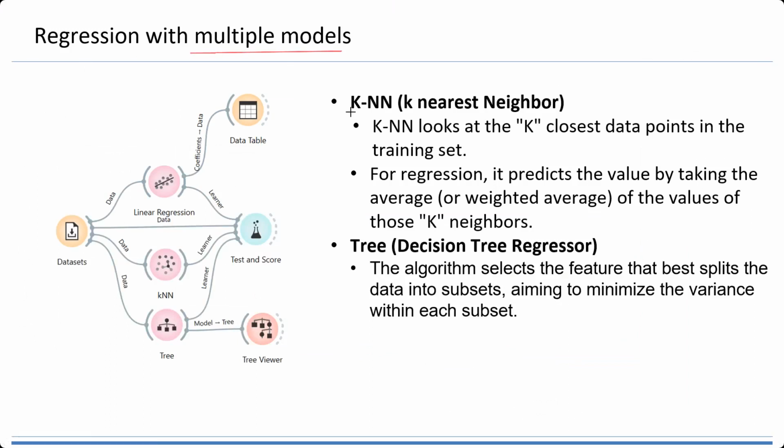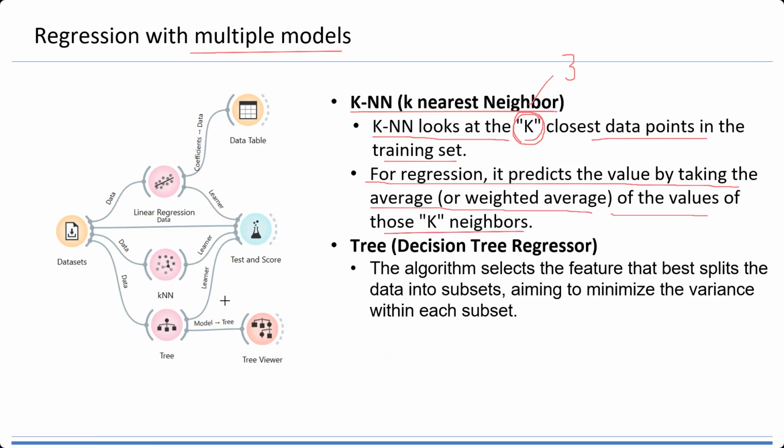For example, we can use KNN, which we call K nearest neighbor. KNN looks at the K closest data points in the training set. K means any number. If K equals 3, then we want to find the 3 data points nearby. For regression, it predicts the value by taking the average or weighted average of the values of the K neighbors.